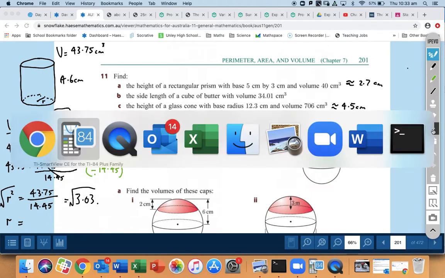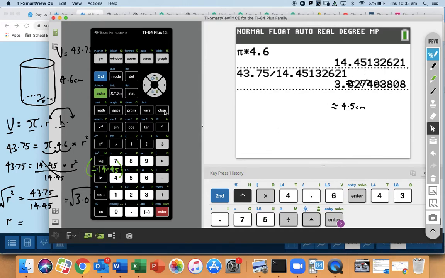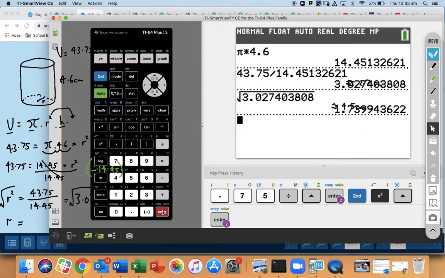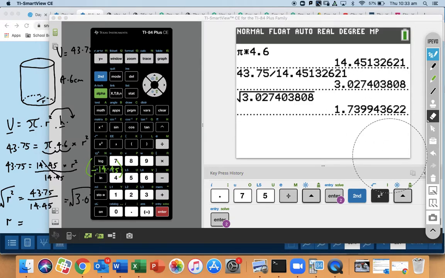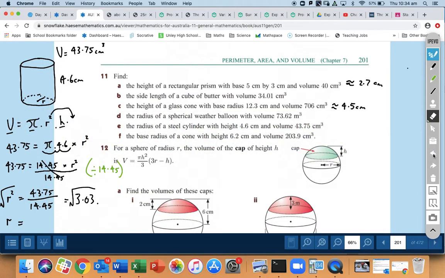Let's just have a look. So we take our answer and we square root it. Your square root is there on your calculator here. Right. We're square rooting this number, and the answer is, it's a bit hard to see, 1.739. Let's just call it 1.7. I'm going to have to delete this. 1.74. I think 1.7. Right? 1.7 is close enough. So we would say that the radius is approximately equal to 1.7 centimetres.